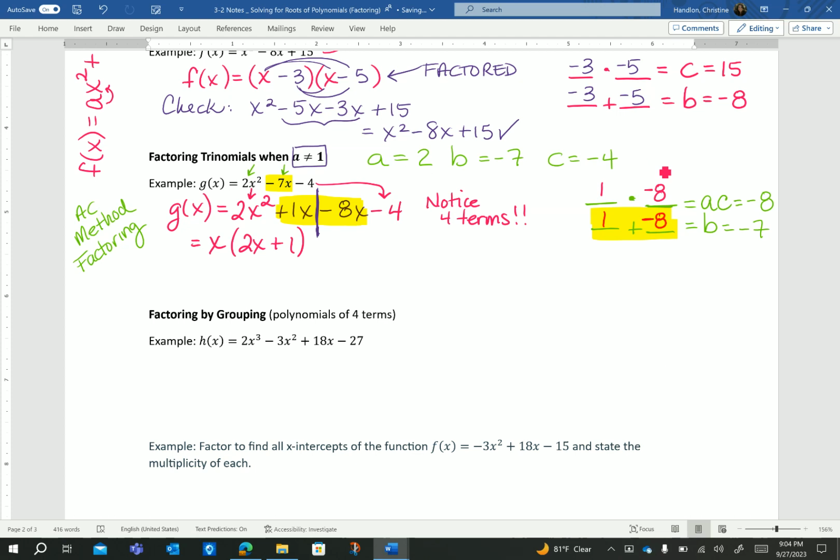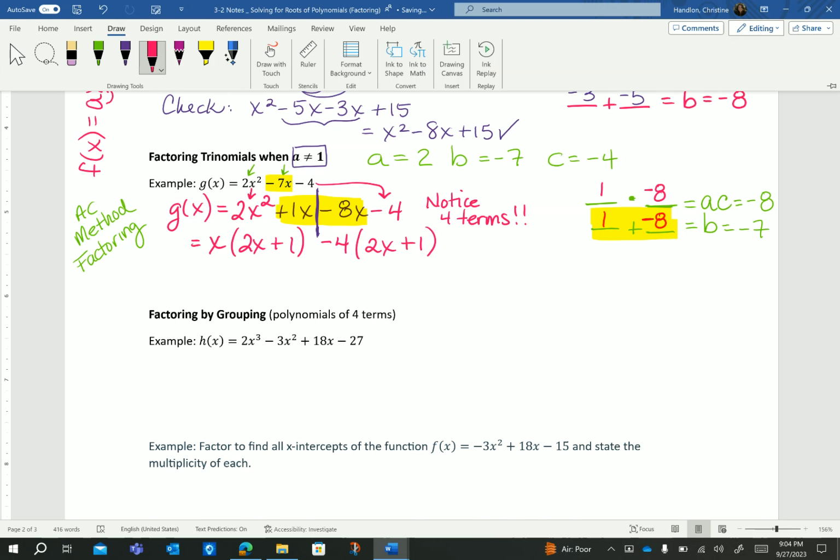Now I'm going to do it on the other side. What's the GCF between -8x and -4? It's going to be a 4, but since my -8x is negative, I'm going to put -4. Open parentheses. -8x divided by -4 is 2x. -4 divided by -4 is +1. Whatever the sign of your first term is, make sure you always use that sign.